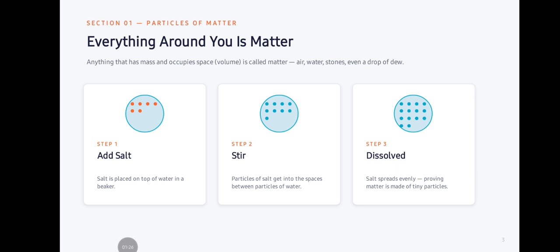Step 1, add salt. Salt is placed on top of water in a beaker. Step 2, stir it. Particles of salt get into the spaces between the particles of water. And step 3 is dissolve. Salt spreads evenly, proving matter is made up of tiny particles.